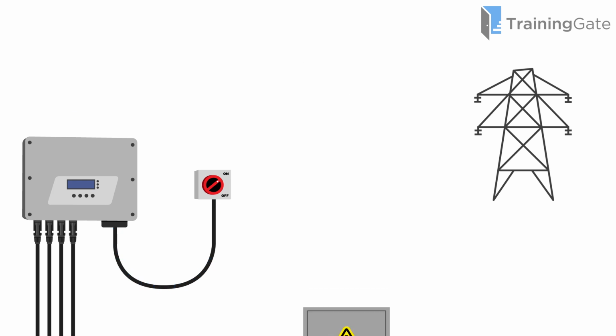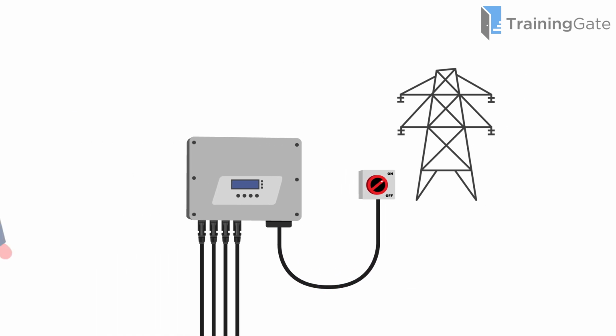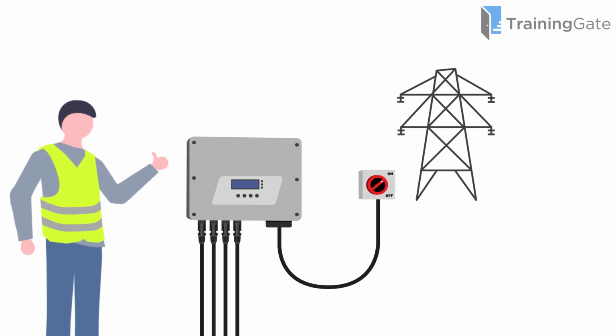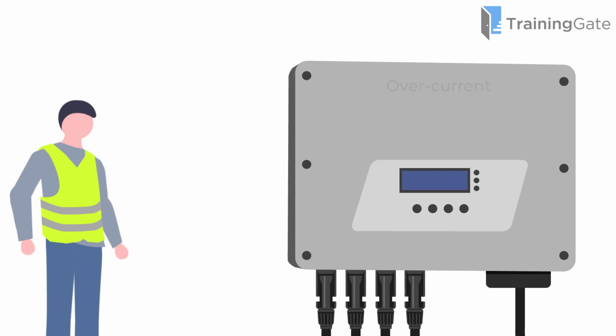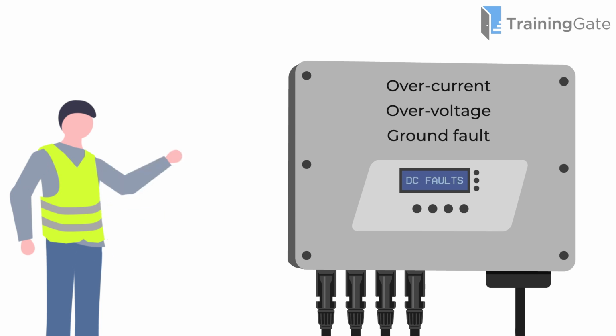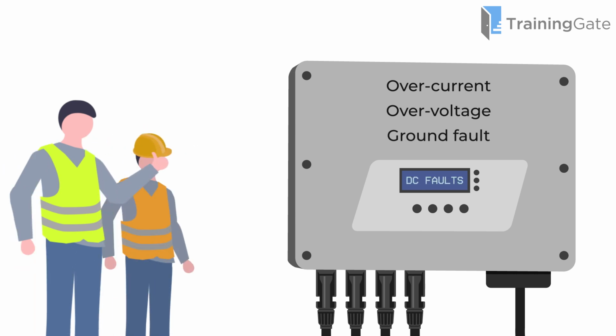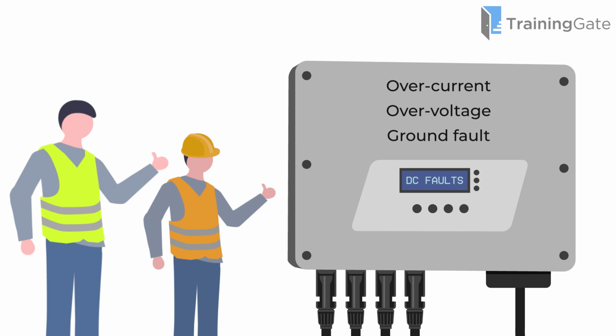Grid interactive PV systems come equipped with various safety features to protect both the system and the grid. Some common safety features include overcurrent protection, overvoltage protection, and ground fault protection. These measures help prevent damage to the system components and ensure safe operation.